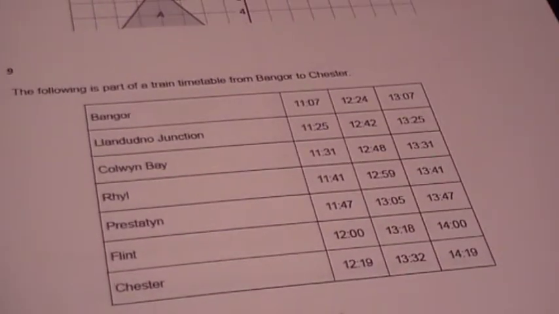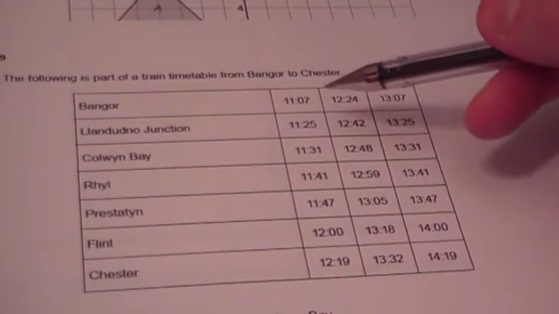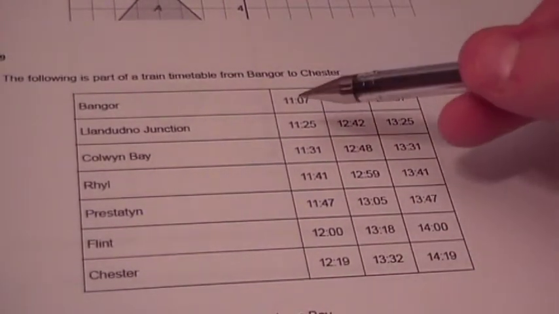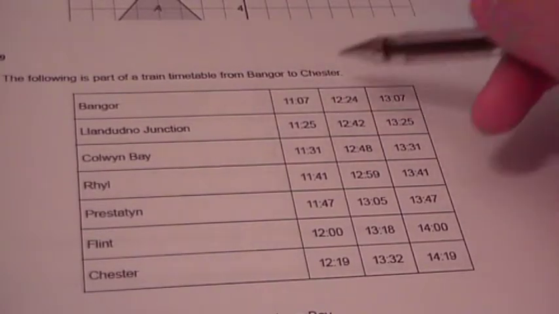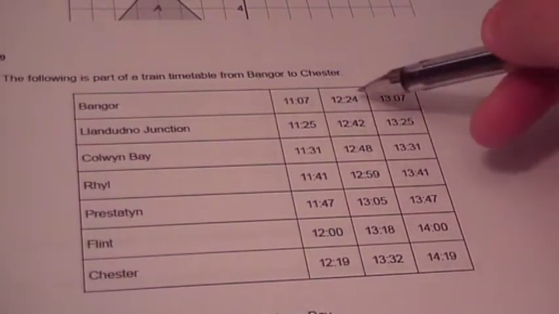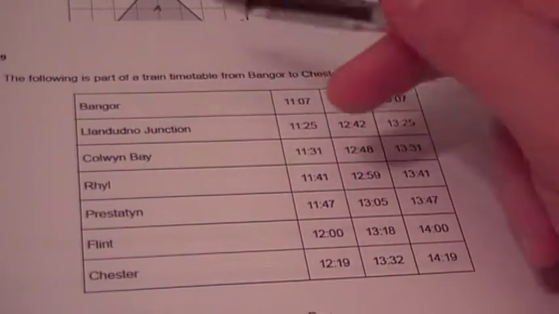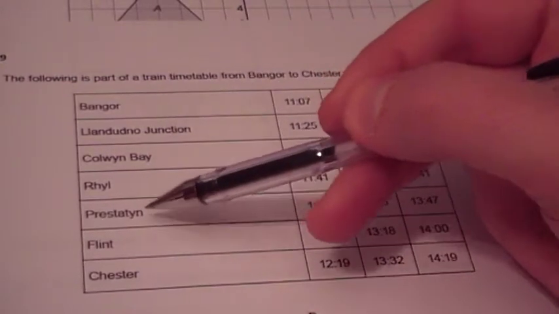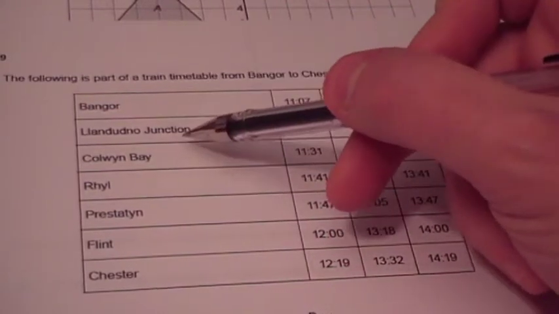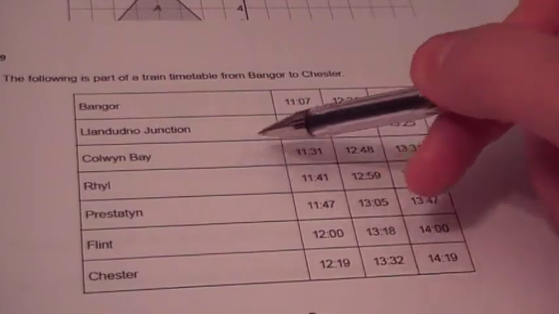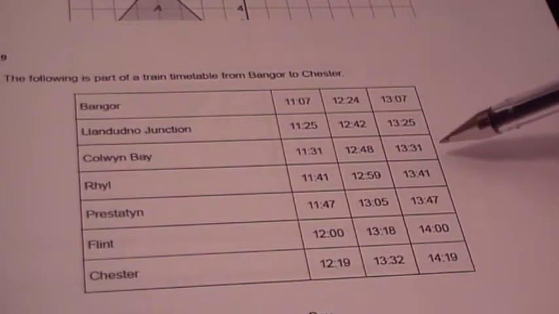Following is part of a train timetable from Bangor to Chester. We're given three possible trains that we could get on, running between mid-morning and early afternoon. There are three separate trains that leave Bangor at these times. That doesn't mean you have to get on the train at Bangor, of course, because the Bangor train will call at all of these stations on the way to Chester. So if you live in Colwyn Bay and want to go to Flint, you can get on these trains at 11:31, 12:46 or 13:31.